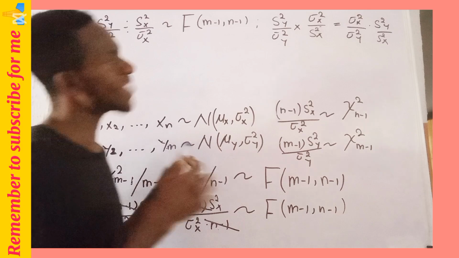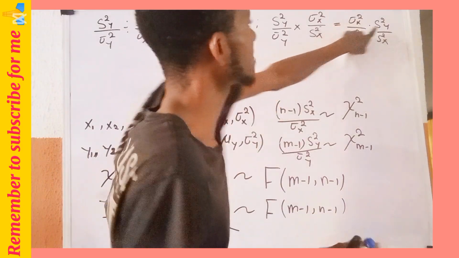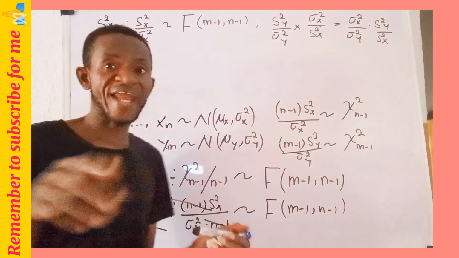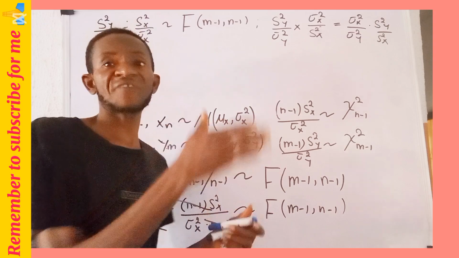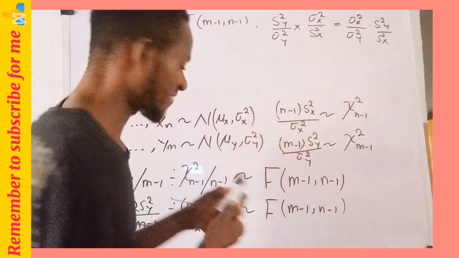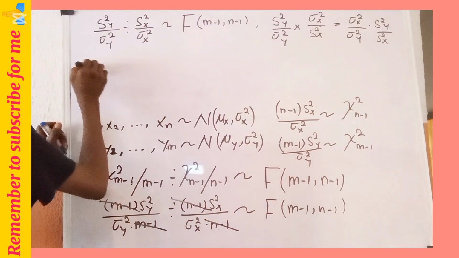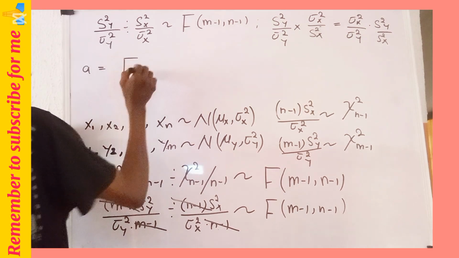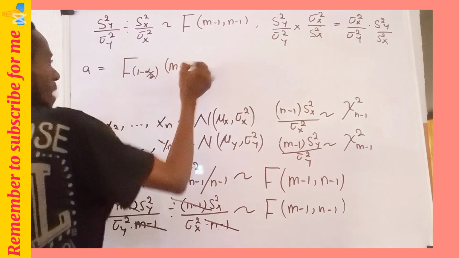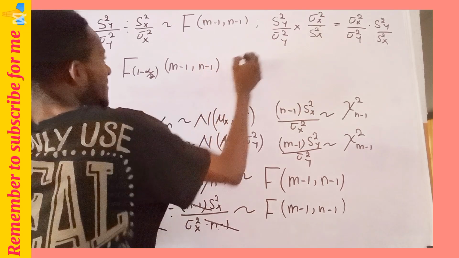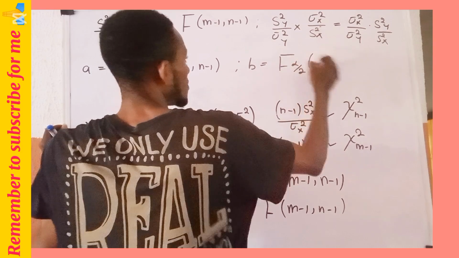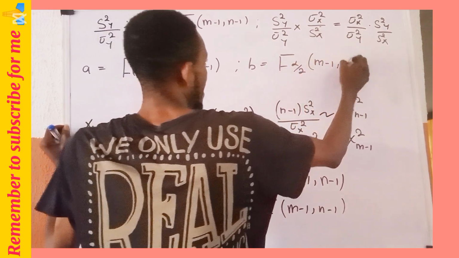So if you now look at this thing, I have this all over this, and I have this all over this. What are we going to do next? What we are going to do next is simple. We are now discussing the F distribution. Let us say that we have interval A and B existing at the tails of this F distribution. Let me call my A, given as F of 1 minus alpha over 2, m minus 1, n minus 1. And I have another place B. B is going to be F distribution of alpha over 2, degrees of freedom m minus 1, n minus 1.